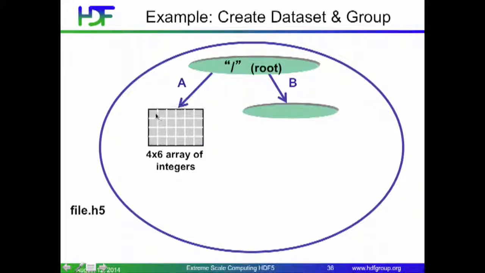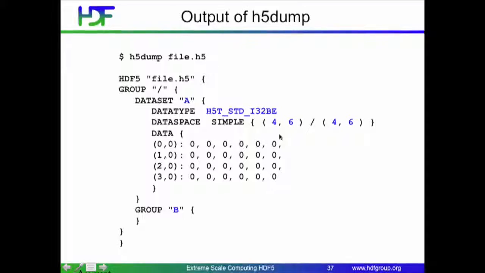You'd have your A data set, your 4x6 data set here under A. You'd have another group under B that's empty. If you use the H5 dump tool on this file, you would essentially see the name of the file. This is the group, so you have the root group. You have the data set A, and we didn't fill anything in the data set, so it's all 0. These are the dimensions of the data space, and this tells us that the maximum dimensions are the same as the original dimensions. And then you have your group B under your root group. So this is the kind of output that H5 dump gives you.